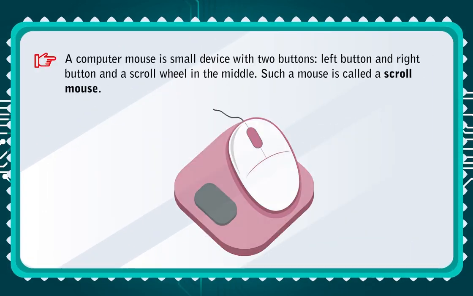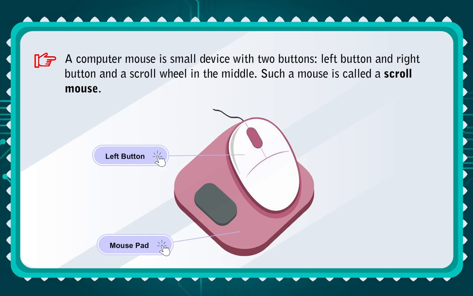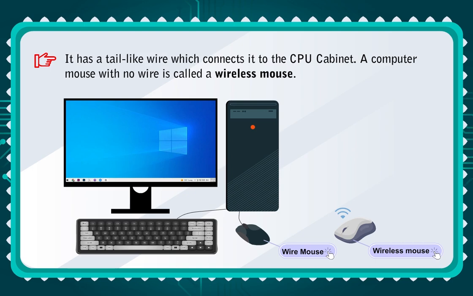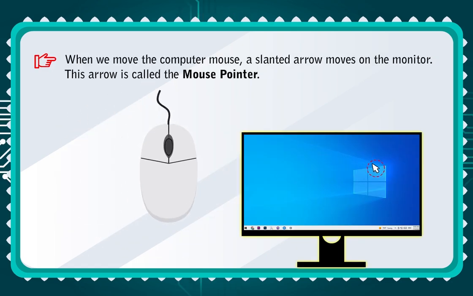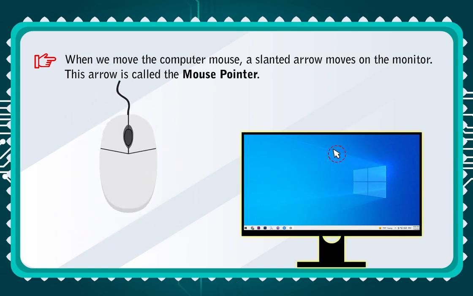Computer mouse. A computer mouse is a small device with 2 buttons, left button and right button, and a scroll wheel in the middle. Such a mouse is called a scroll mouse. It has a tail-like wire which connects it to the CPU cabinet. A computer mouse with no wire is called a wireless mouse. When we move the computer mouse, a slanted arrow moves on the monitor. This arrow is called the mouse pointer.